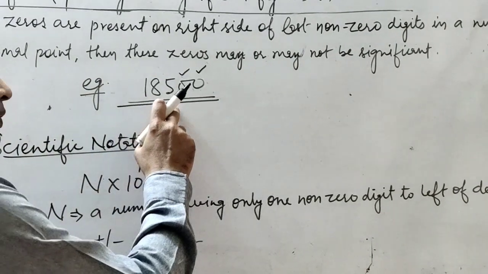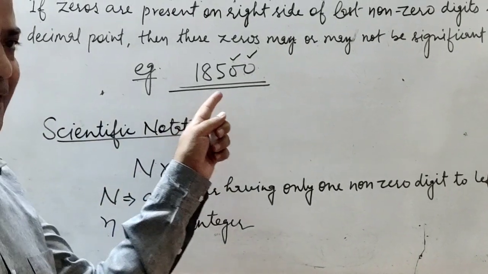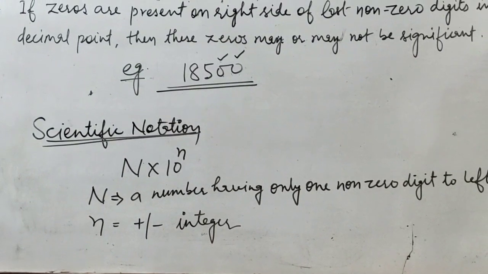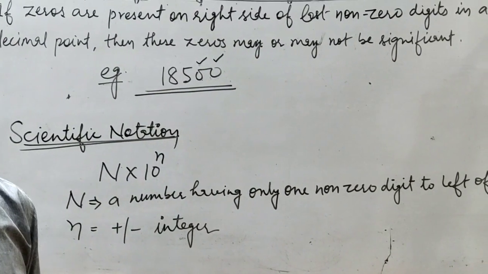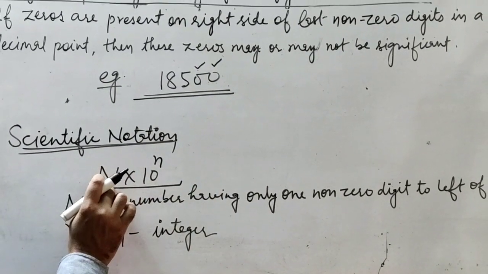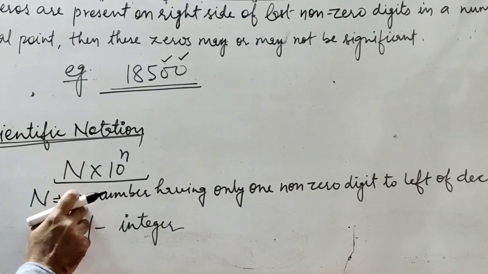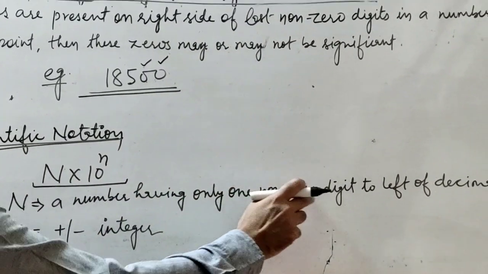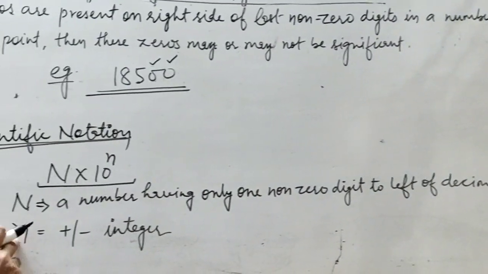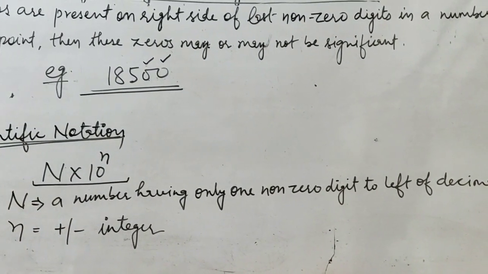To avoid the confusion for these types of numbers, we represent them in scientific notation. While mentioning a number in scientific notation, it is written as capital N into 10 raised to power small n, where capital N is a number having only one non-zero digit to the left side of the decimal point, and small n is the power of 10, a positive or negative integer.